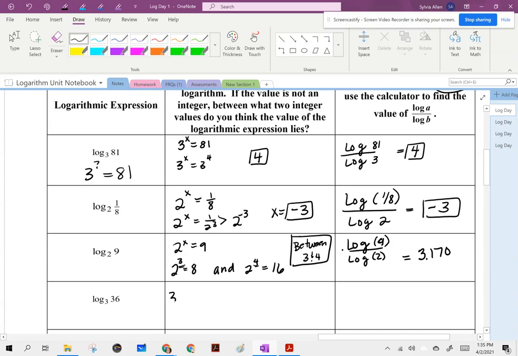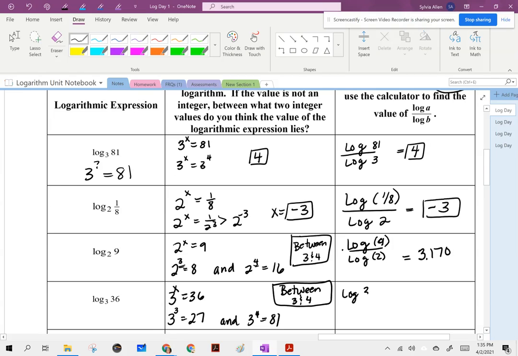So let's take a look at this. 3 to what power equals 36? Well, we know that 3 cubed is 27, and 3 to the fourth is 81. So that means that we are going to be between 3 and 4.